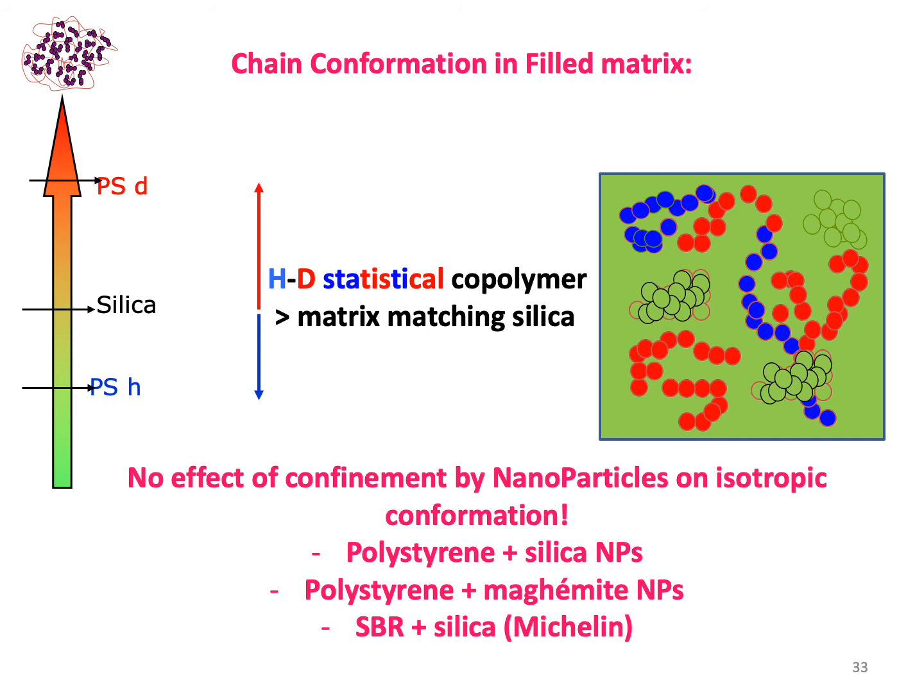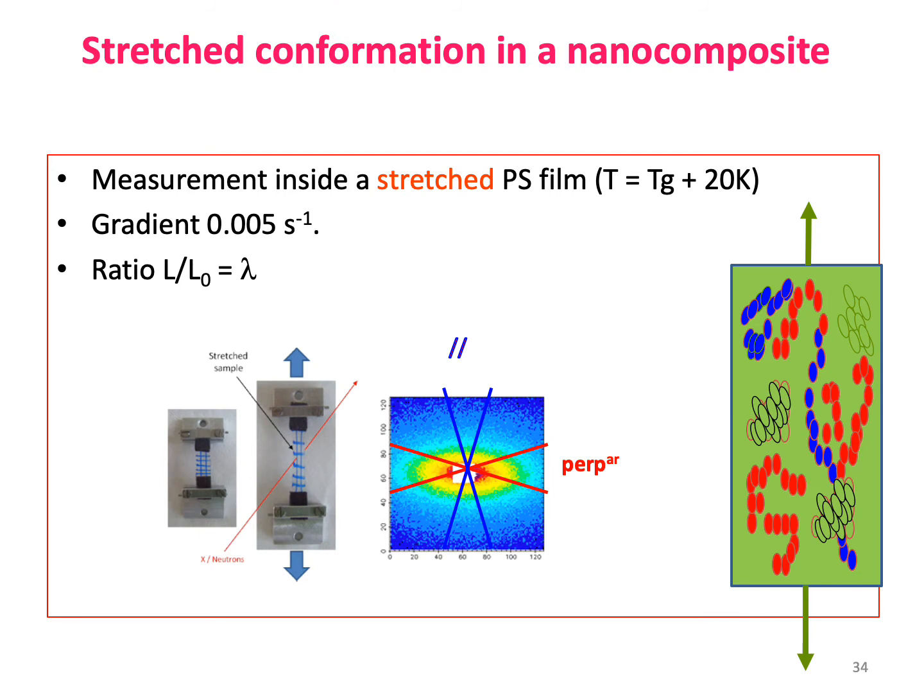First immediate benefit of this approach is the form factor in the undeformed state at rest. We have observed in many different cases, with different polymers and different kinds of fillers, that this form factor is the same as in the absence of nanoparticles. In other words, there is no effect of confinement or any other effect of nanoparticles on the isotropic conformation of the polymer. So now to see the stretched conformation in the deformed nanocomposites, we proceed as many other times before.